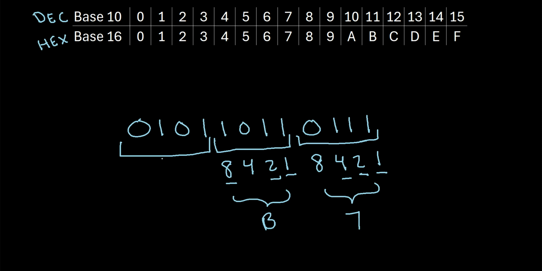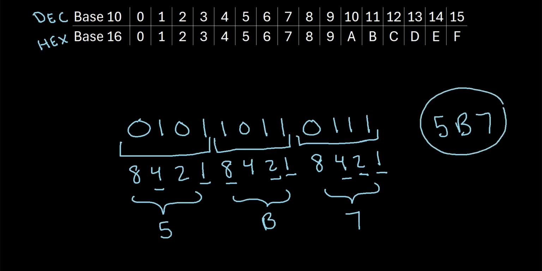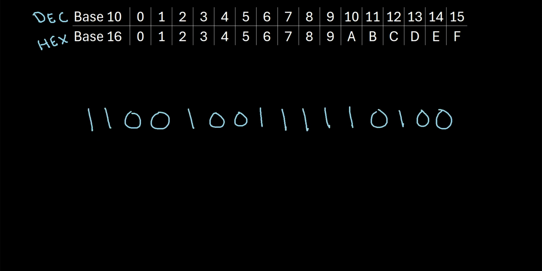So we'll write B. And then for this last group, we'll write 8, 4, 2, 1. So this has a 1, and the 4 has a 1. So the sum of these values is 4 plus 1, which is 5. So our final answer is 5B7. This is the hexadecimal representation of this binary number. All right, let's try another example. How can we convert this binary number to a hexadecimal?